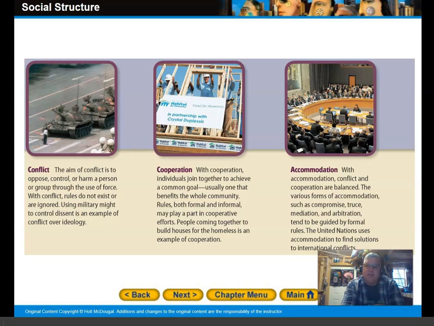With accommodation, conflict and cooperation are balanced. The various forms of accommodation, such as compromise and truce, mediation, and arbitration, tend to be guided by formal rules. The United Nations uses accommodation to find solutions to international conflicts, or at least they try to.